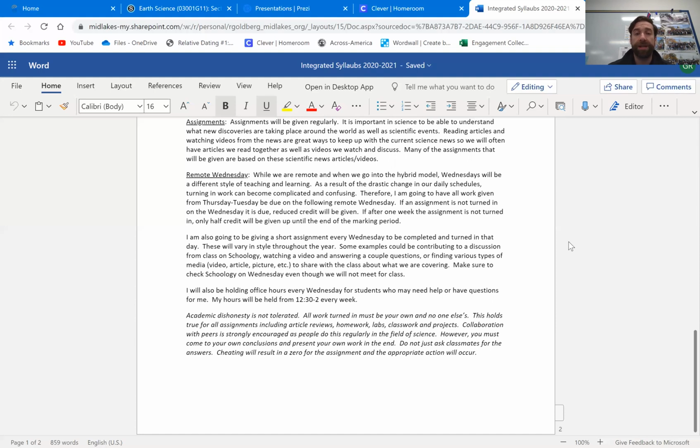Now, all the work that I give from Thursday to Tuesday will be due on the following Wednesday. And that's because it can be somewhat confusing as to when work is going to be due. Because sometimes, if I give an assignment on Thursday, some kids might not know, is it due Friday, tomorrow, or is it due the next time we have class? I'm not sure. So to eliminate any of that confusion, all the work I give from Thursday to Tuesday will be turned in every Wednesday at the latest.